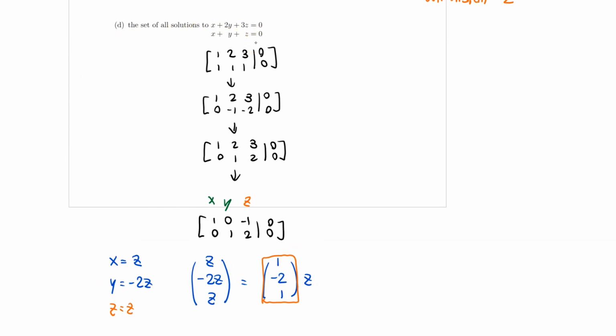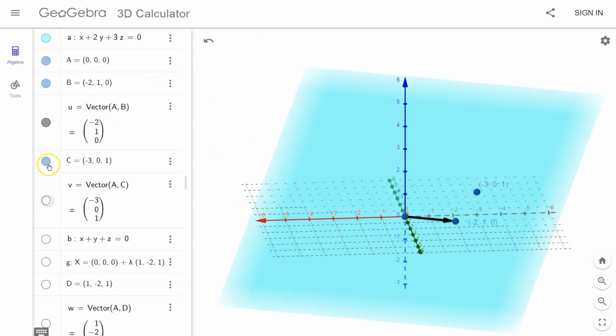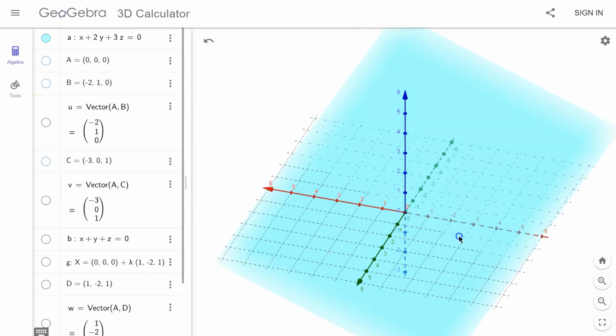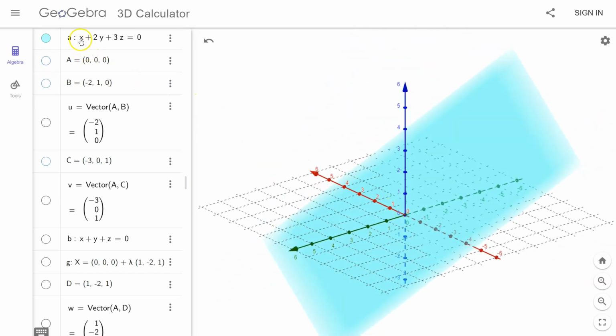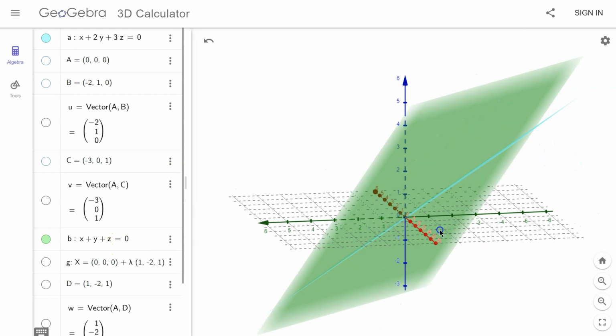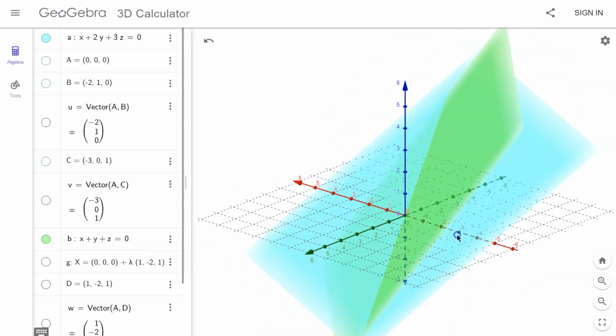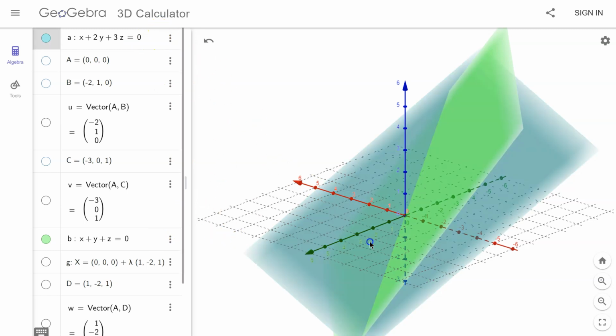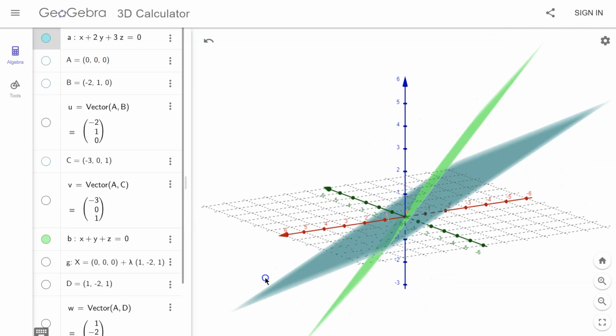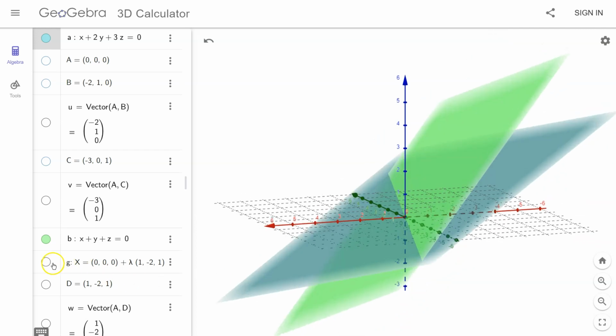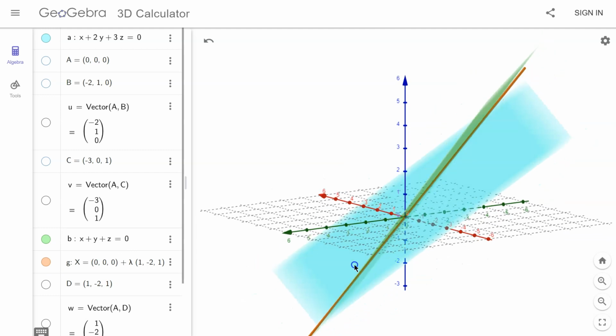And now let's take a look at that in the graph that I have from earlier. Let me clear this out. So I have the blue plane, which is the set of solutions to the earlier equation x plus 2y plus 3z equals 0. Now, if I introduce another equation, x plus y plus z equals 0, I'm going to have another green plane here. So if I want the solution to both of these equations, I'm going to get where these two planes intersect.